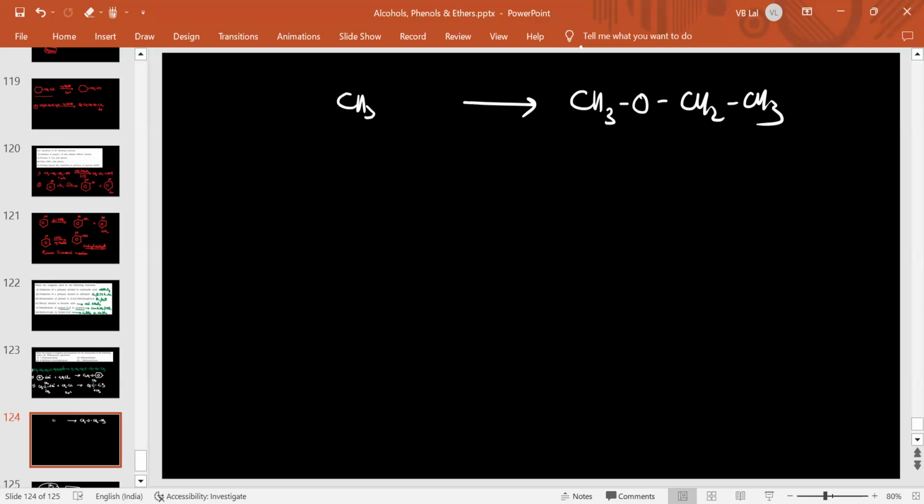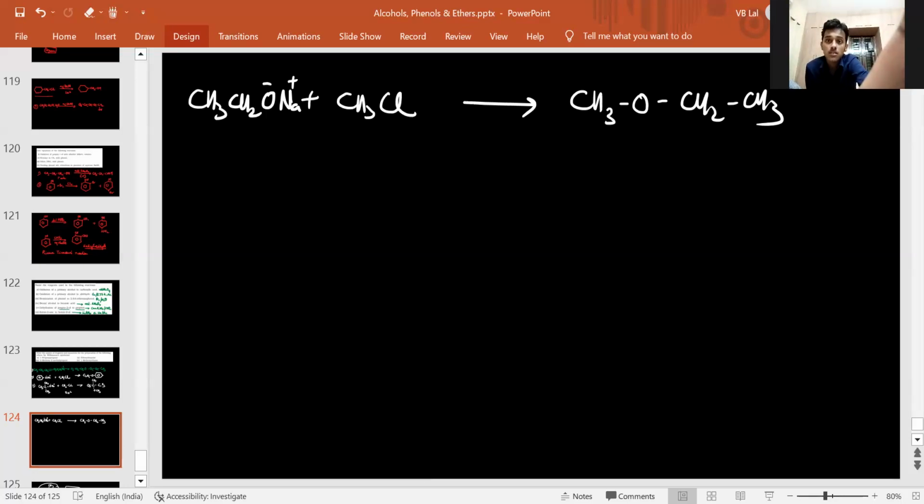So here also CH3Cl, and what will be the alkoxide? CH3CH2ONa. The larger group should be the alkoxide. The smaller group should be the alkyl halide. Why? Because in SN2, steric hindrance is important because the reaction has a back side attack. So if the back is very heavy, the attack from the back will be difficult. Here backside attack is more difficult. Here it is easy. So this will be the combination for Williamson's reaction.